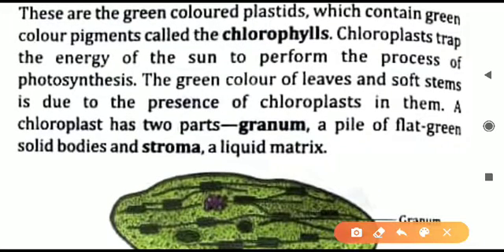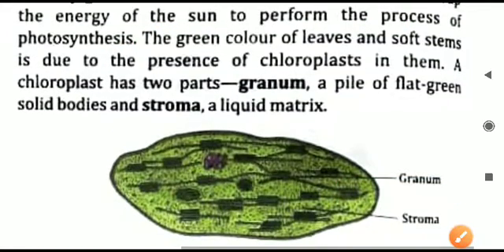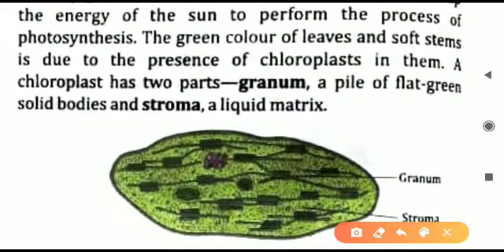These chloroplasts are responsible for trapping the solar energy, the energy of the sun, to perform photosynthesis. And by photosynthesis, what is done? Food is prepared in the plant. So where is this food prepared? This is done in the leaves and the soft stems, where you will see the green color.